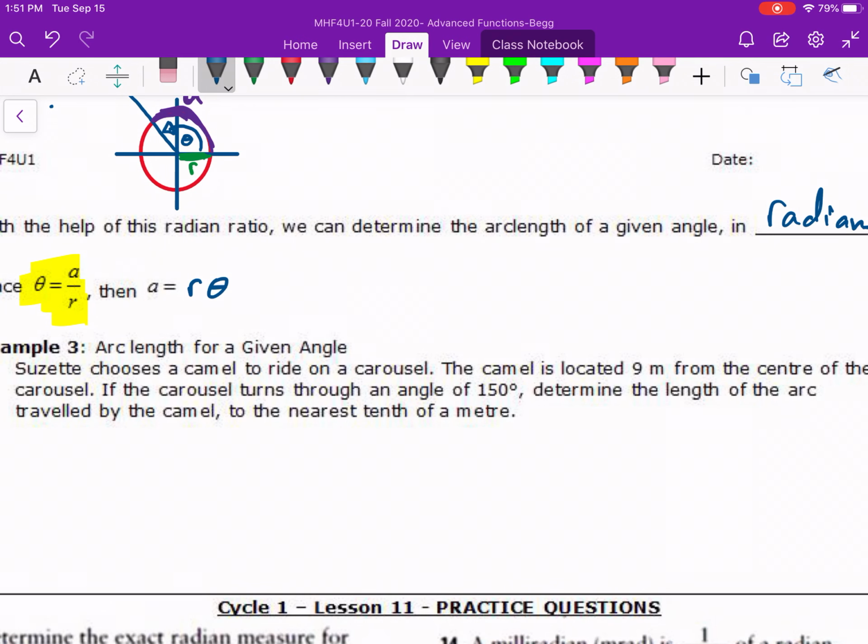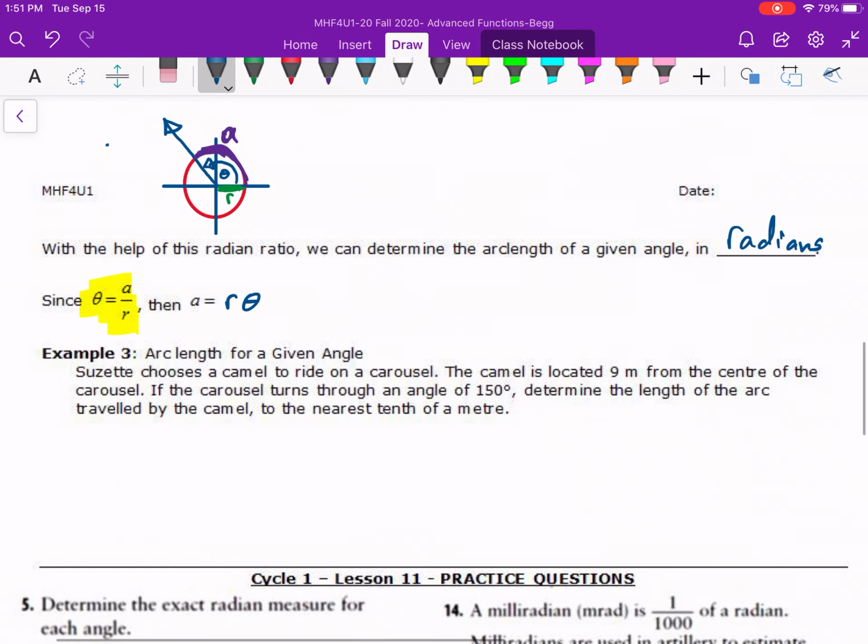Suzette chooses a camel to ride on a carousel. So a carousel goes around in a circle, right? The camel is located 9 meters from the center of the carousel. Well, that's good to know, because if it's 9 meters from the center, that's giving us the radius, right? R equals 9 meters, let's include units. If the carousel turns to an angle of 150 degrees, determine the length of the arc traveled by the camel to the nearest meter. All right, so we know that the radius is 9 meters.